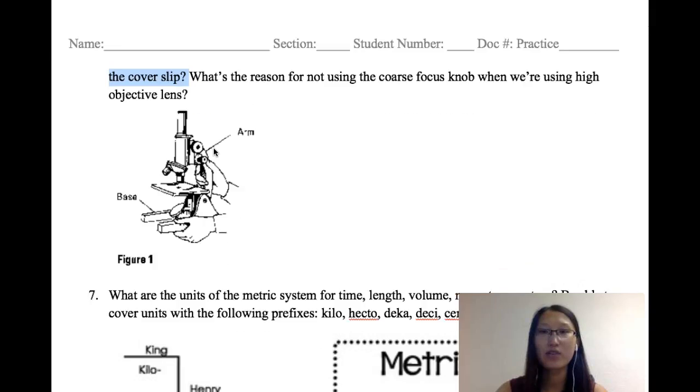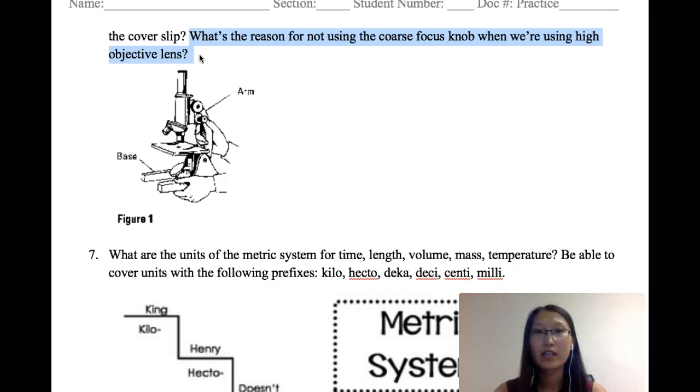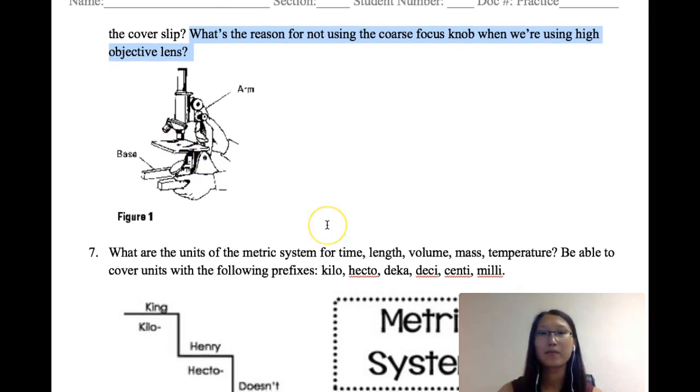What is the reason for not using the coarse focus knob when we're using high objective lens? Because we do not want the high objective lens to squeeze onto the specimen itself or squeeze onto the stage, because our high objective lens is very long, and if you use the coarse focus knob, it's going to change the height of the stage too much that it might squeeze the lens.